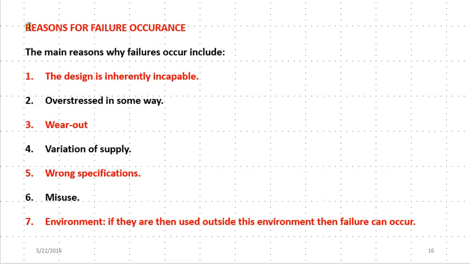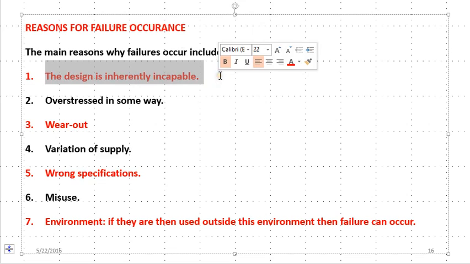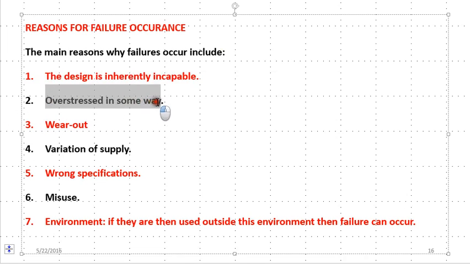So we have seen that it is inevitable for failure to occur. What are the main causes for occurrence of the failure? The first one is the design inherently incapable. That is, if there are some errors from the designer, that the design has some inherent errors, there is tendency of failure. Another thing is overstress in some ways. Too much temperature, too much voltage, or anything higher than its ability.